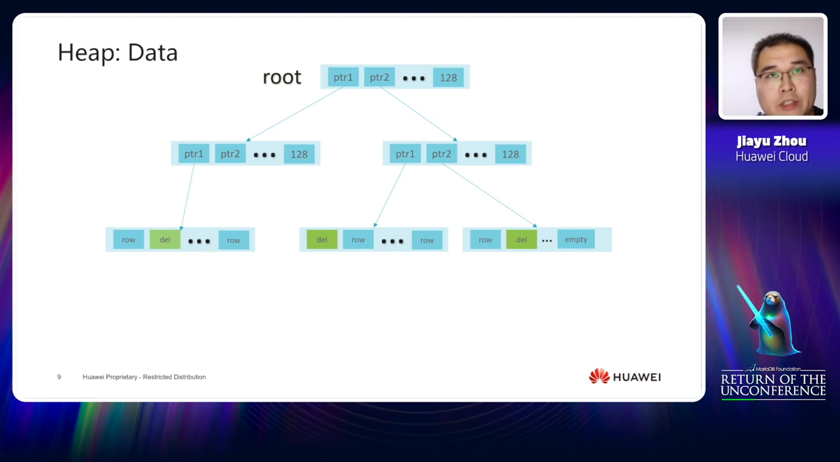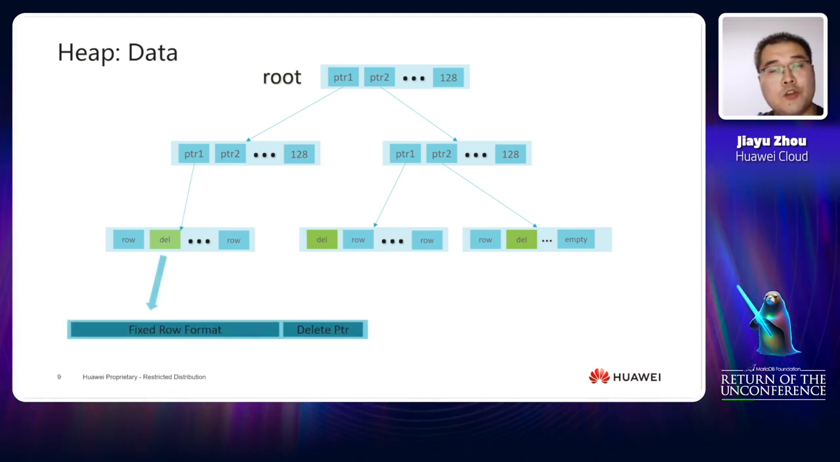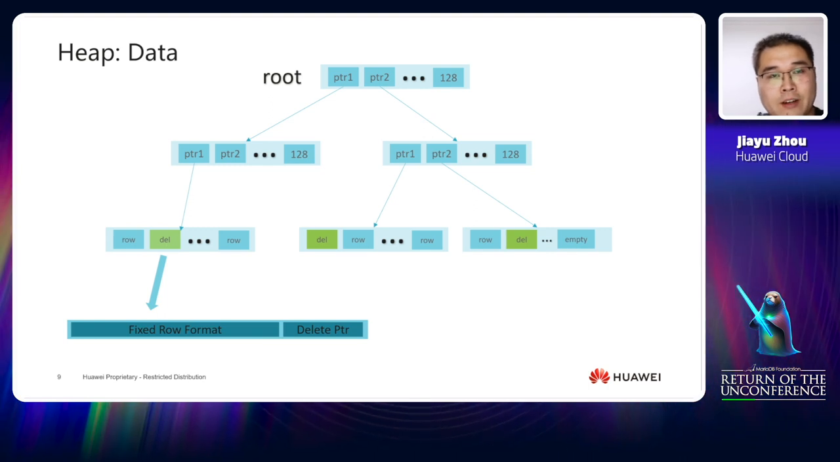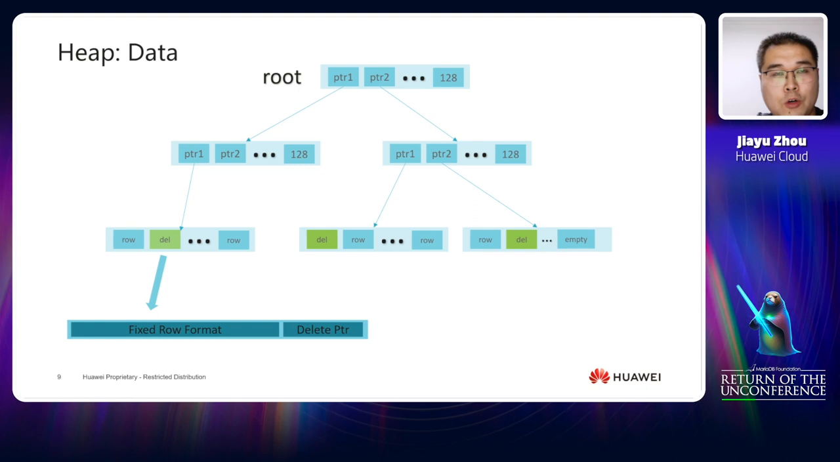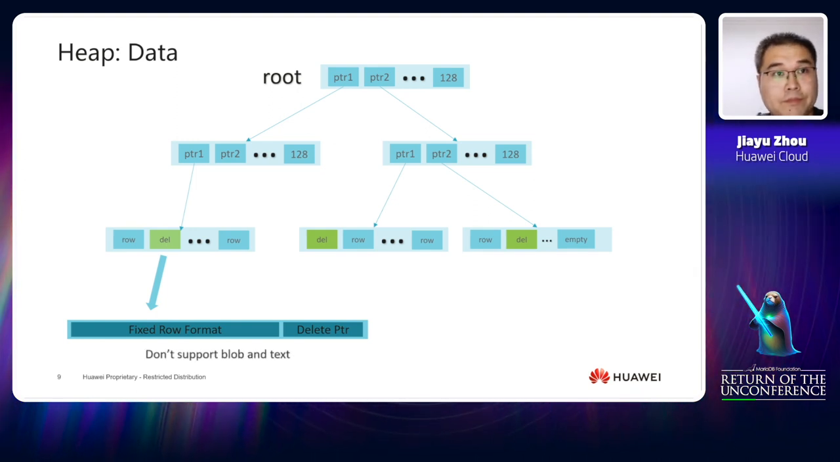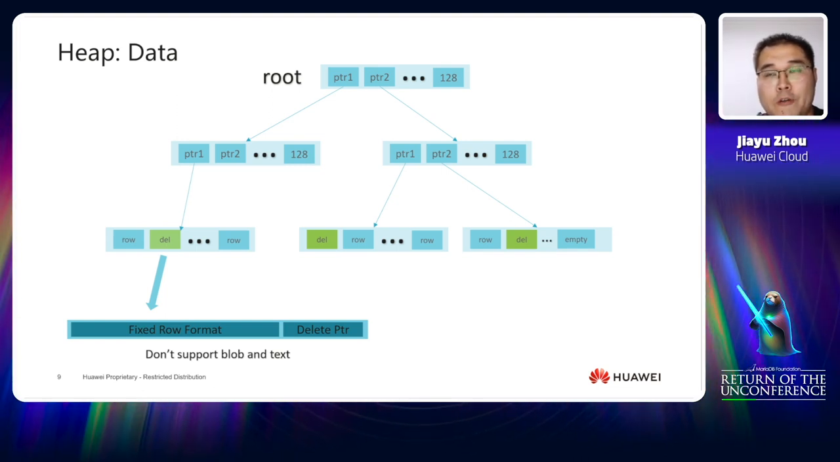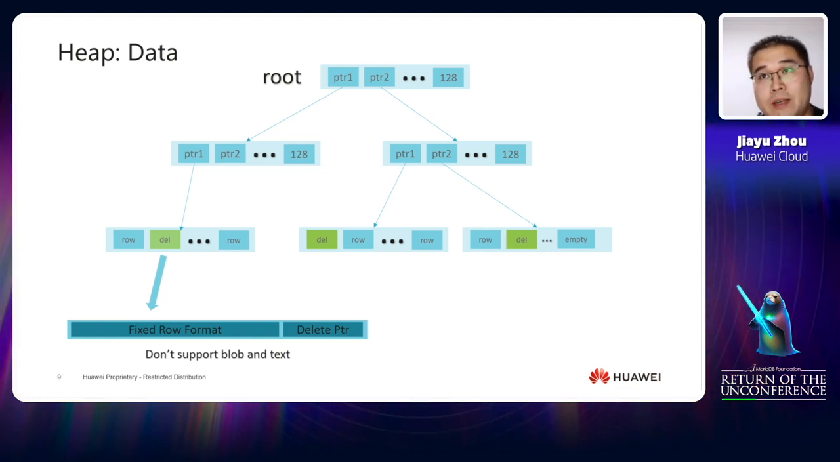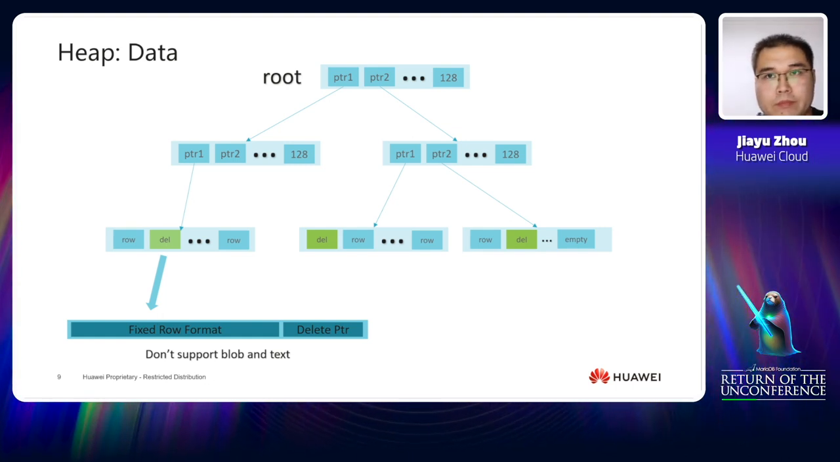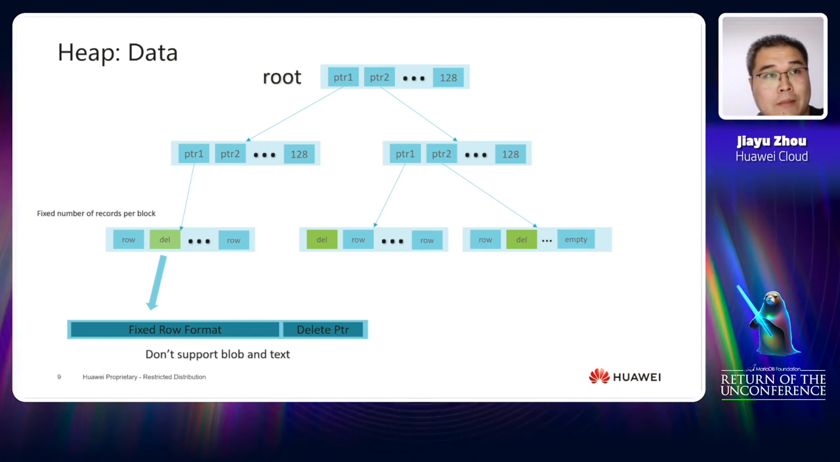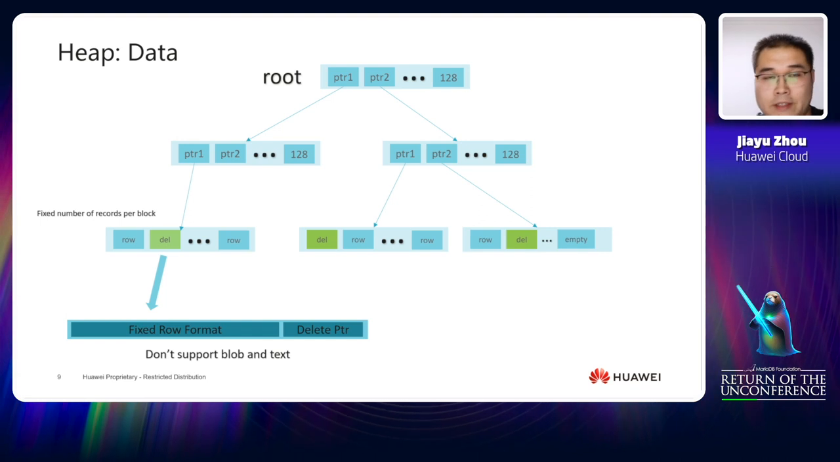And for data storage, raw data in Heap engine are stored as a fixed row format, and there will be an extra pointer next to it. So the item will be a little larger than the fixed row format. I didn't try it by myself, but according to the official website, Heap engine in MariaDB and MySQL does not support the blob and the text data types either.